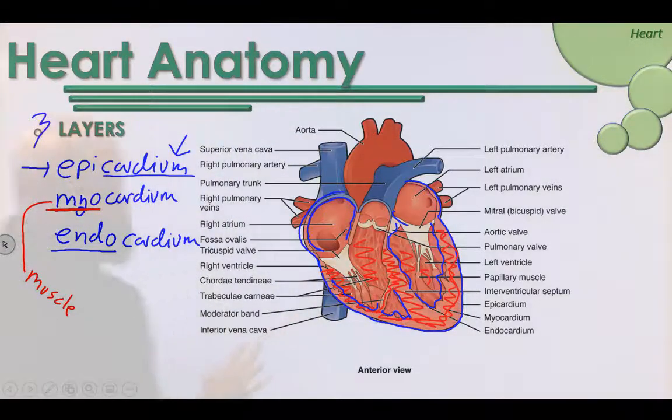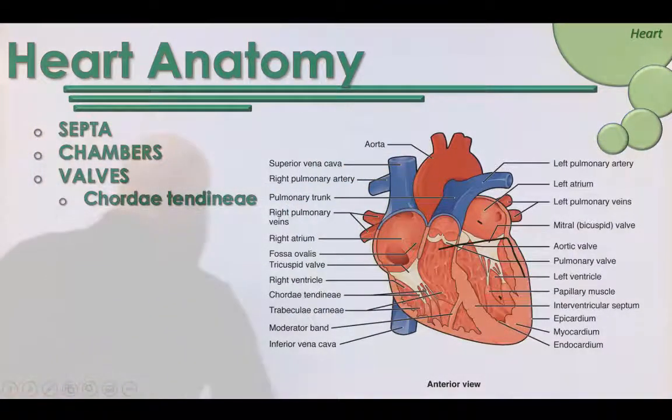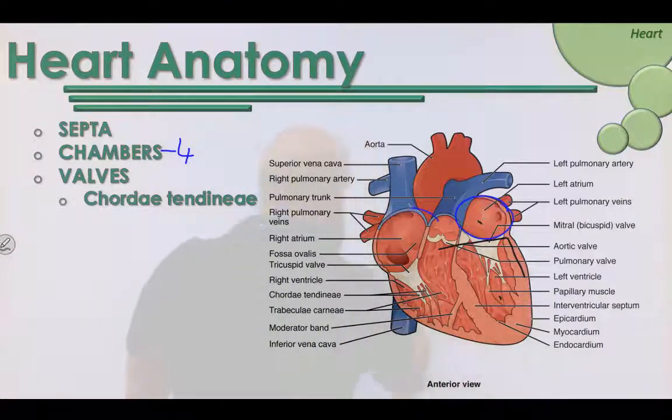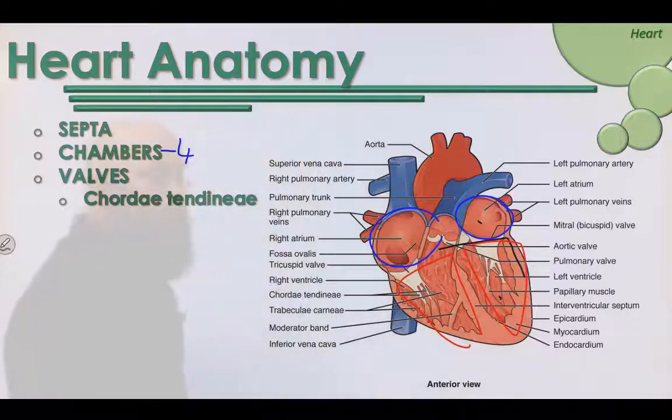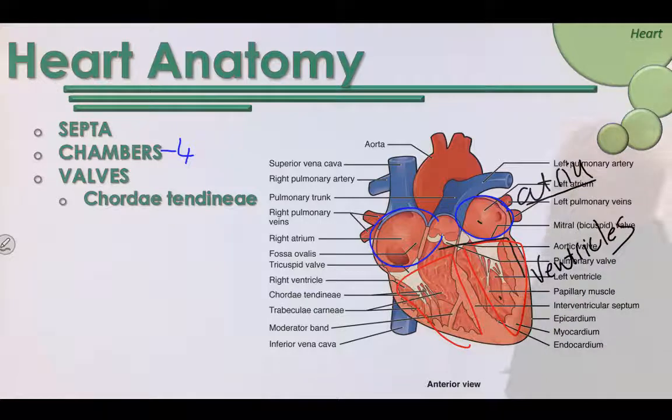Now, these three layers are put together into a four-chamber system. The four chambers consist of two on the top, 1, 2, and two on the bottom, 1, 2. The top chambers are the atria. The bottom chambers are the ventricles. Easy as that.